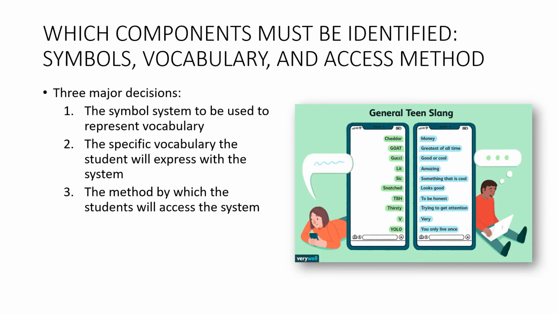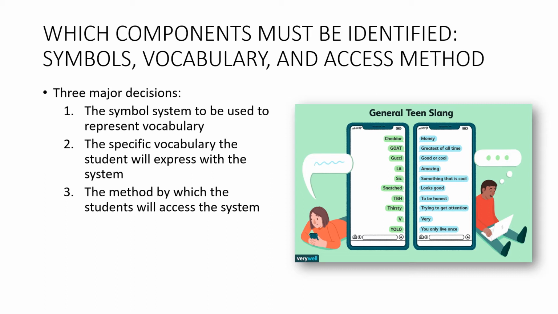So which components must be identified? Symbols, vocabulary, and access method. So now we're going to start to analyze the different components of a communication device or board. There are 3 major decisions: the symbol system to be used to represent the vocabulary. So that means, are there photos, are there illustrations, are there words?